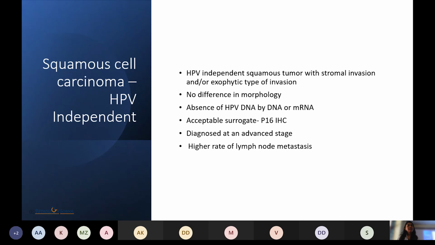In the case of HPV independent, again, it could be a similar type of mass where it could show stromal invasion or an exophytic growth. There is no difference in morphology whatsoever, but there is absence of HPV DNA and P16 staining. It is usually diagnosed at an advanced stage and it shows a higher rate of lymph node metastasis.